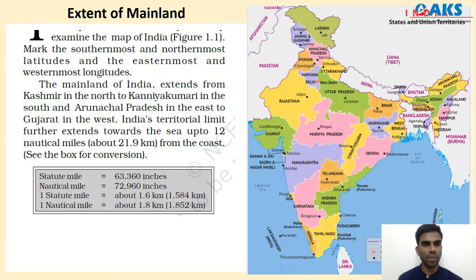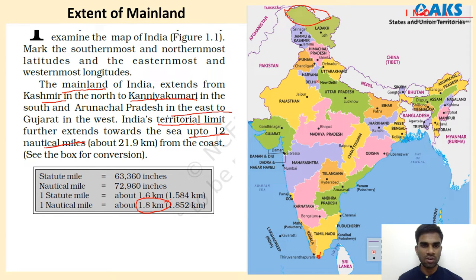Let us begin with the first paragraph of chapter 1. It says that the mainland of India extends from Kashmir in the north to Kanyakumari in the south, which is in Tamil Nadu. It also says that India's territorial limit further extends towards the sea up to 12 nautical miles. And 1 nautical mile is approximately 1.8 kilometers.